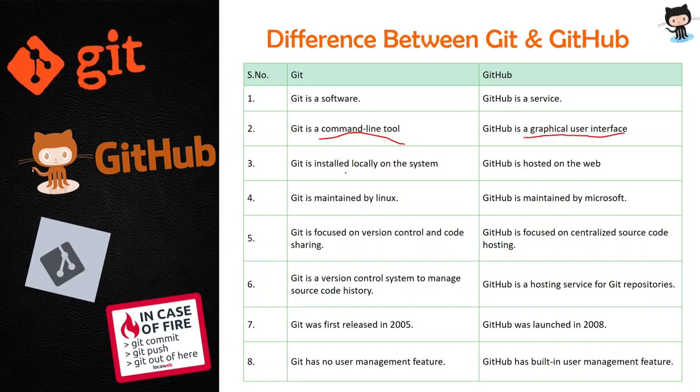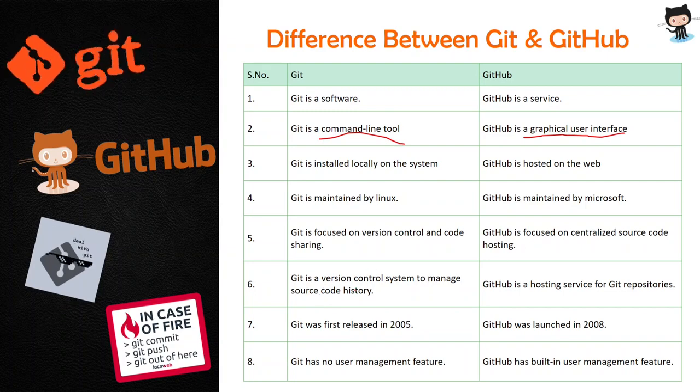Now Git is installed locally on the system, whereas GitHub is hosted on the web. We need to install Git, whereas GitHub, we just use it hosted on the web, okay? Git is maintained by Linux and GitHub is maintained by Microsoft. Git is focused on version control and code sharing, whereas GitHub is focused on centralized source code hosting. As I said, GitHub has many other features which Git does not have, okay?